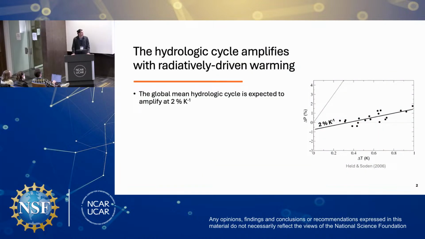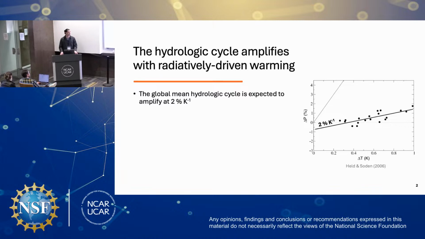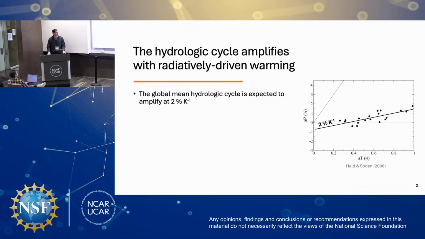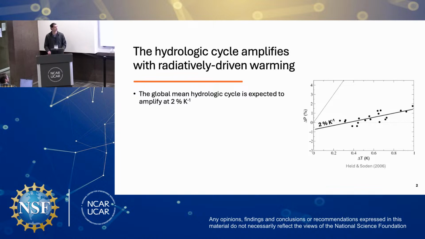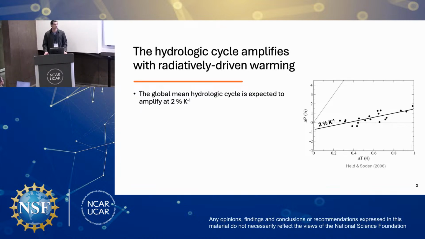So on the right, I'm showing a plot from the seminal Held and Soden paper from 2006, which shows the change in surface temperature on the x-axis and the change in precipitation on the y-axis for a set of coupled simulations that are forced with CO2. You can see that precipitation is increasing at approximately 2% per Kelvin. And that's pretty robust among these models.